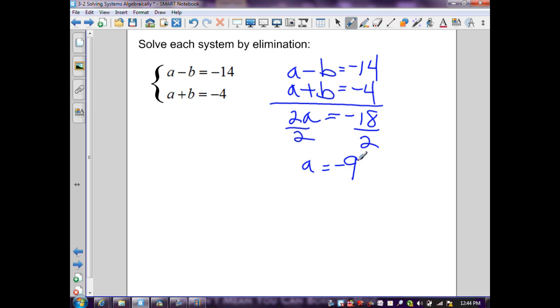Now I take this value for A and substitute into one of my original equations. It doesn't matter which one I use. I'm going to use the bottom one. Negative 9 plus B equals negative 4. Now I just add 9 to both sides, and I get B equals positive 5. Therefore, my solution is A equals negative 9 and B equals 5.